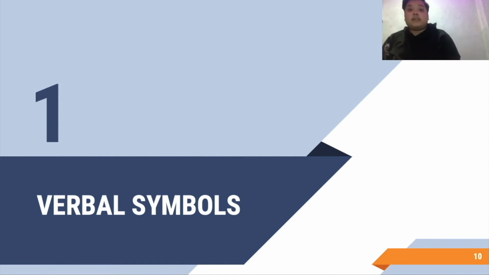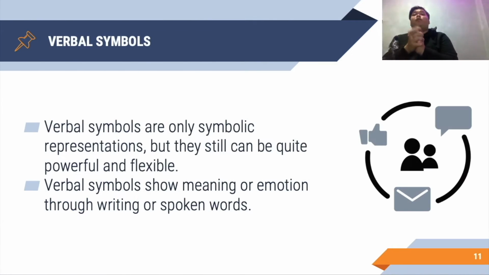So, good afternoon, classmates. Good afternoon, teacher. And today I will be talking about verbal symbols. So, first, what are verbal symbols? Verbal symbols are only symbolic representations, but they can still be quite powerful and flexible. As we use language, we are expressing our thoughts and creating our own thoughts, even deciding what is worth thinking about. So, verbal symbols show meaning or emotion through writing or spoken words.